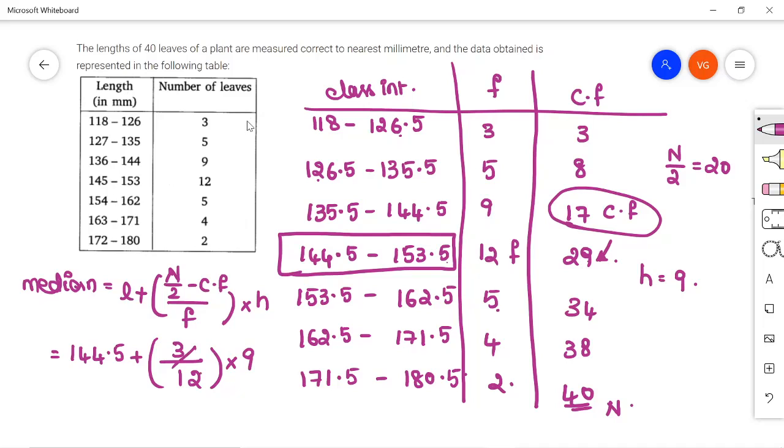So this will be 4 times here. So this will be 144.5 plus 9 by 4. 9 by 4 is 2.25. So this will be 146.75 millimeter. So the median length of the leaves is 146.75 millimeter.